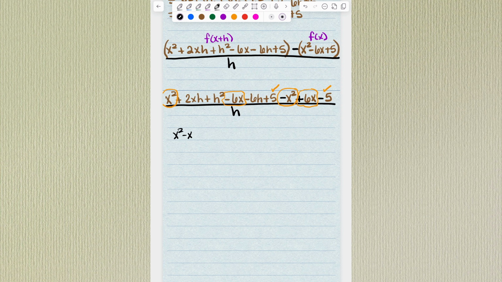x squared minus x squared, that's going to be 0. A minus 6x and a positive 6x, that's going to be 0. And of course, 5 minus 5, that's going to be 0. Okay, so those all will cancel out each other. Just showing you that. So I'm just gonna mark through them. So that x squared, that 6x, that 6x, that 5, and that negative 5. So here's what we have left. We have 2xh plus h squared minus 6h. Y'all see that? All over h.